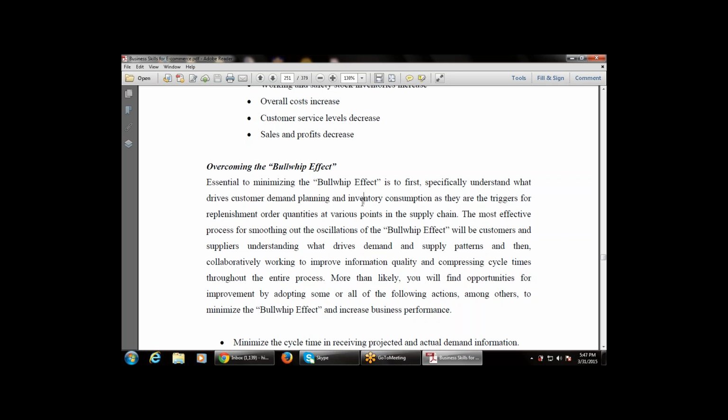The most effective process for smoothing out the oscillation of the bullwhip effect will be the customers and the suppliers understanding what drives demand and supply pattern, and then collaboratively working to improve the information quality and compressing cycle time throughout the entire process. So this is one of the opportunities for the customers to first of all understand what the bullwhip effect is and how to minimize this effect, so that there is no lacking of demand and supply from the customer side, the supplier side, and the manufacturer side.